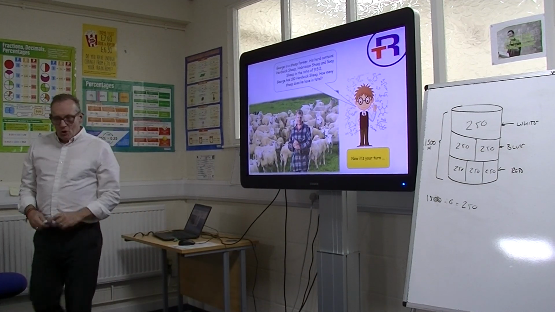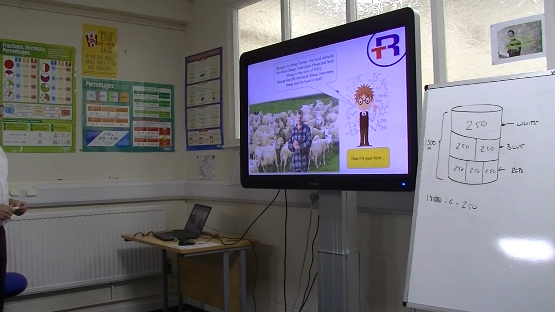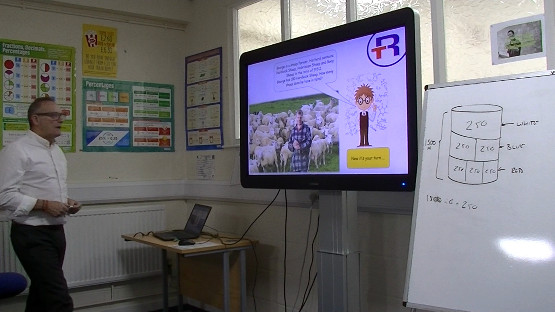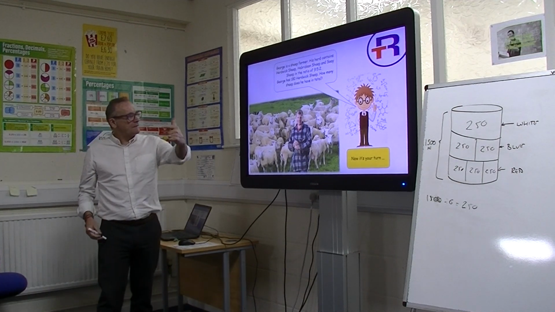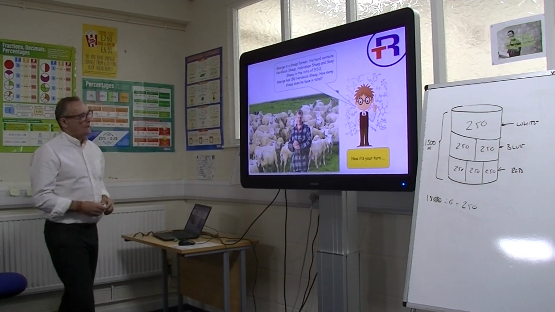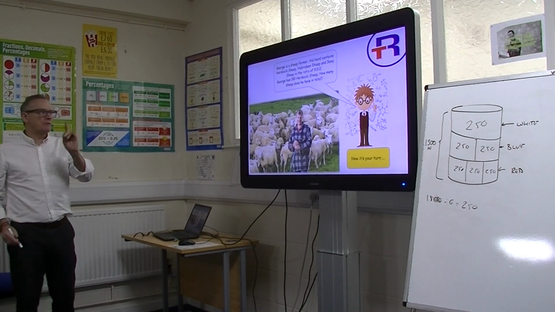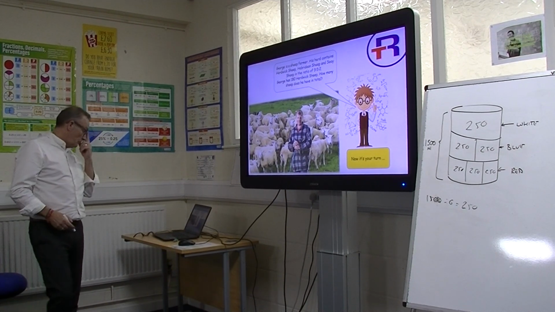So here's George. George is a sheep farmer. His herd contains Herdwick sheep, Hebridean sheep, and Soay sheep in the ratio of 9 to 5 to 2. George has 180 Herdwick sheep. But how many sheep does he have in total?